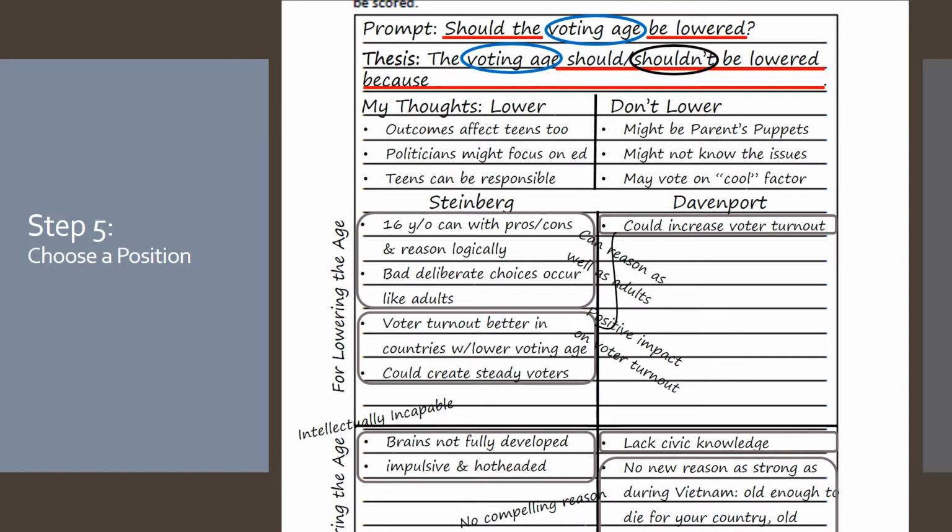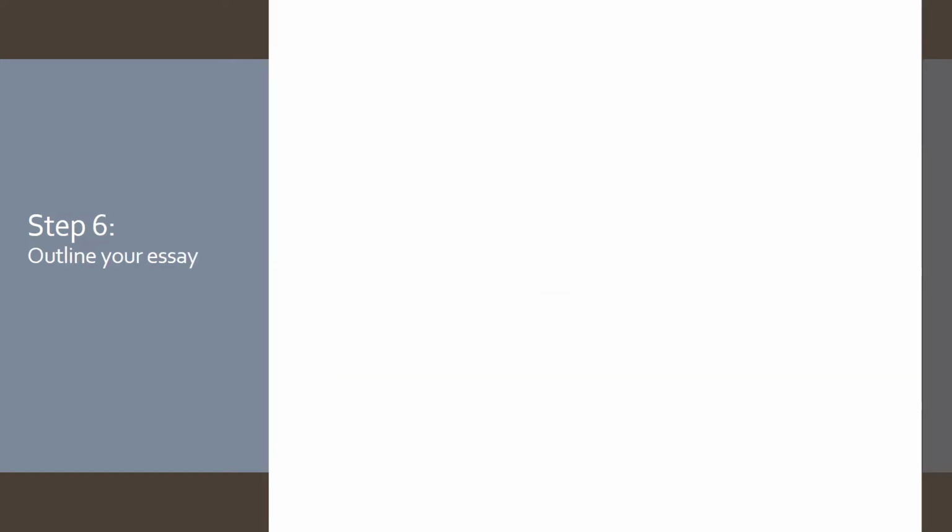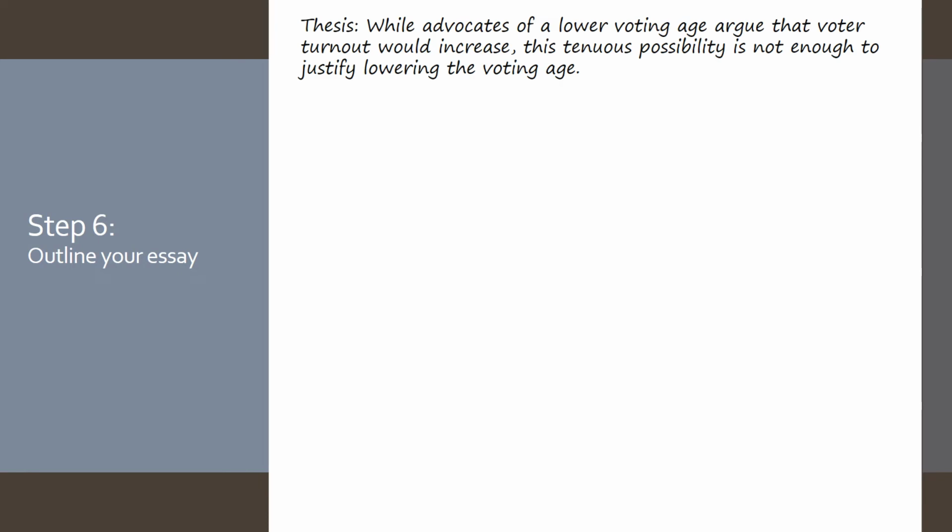So a more open thesis statement would be better. So I'm going to flip my planning sheet statement. While advocates of a lower voting age argue that voter turnout would increase, because that was their main reason, right? This tenuous possibility is not enough to justify lowering the voting age.